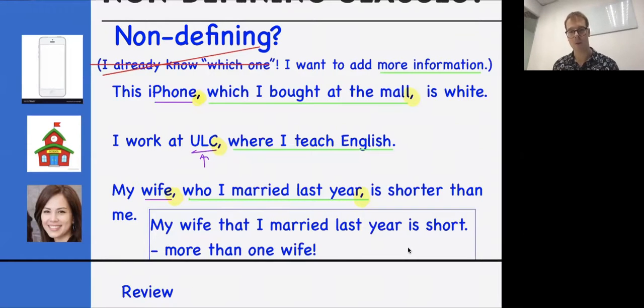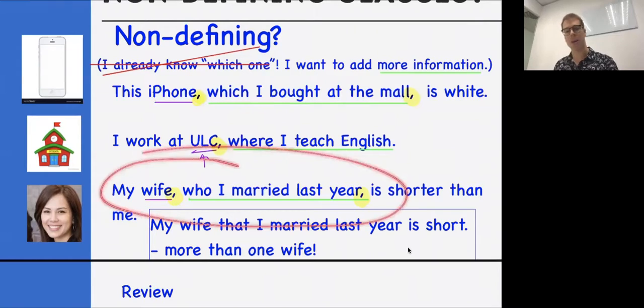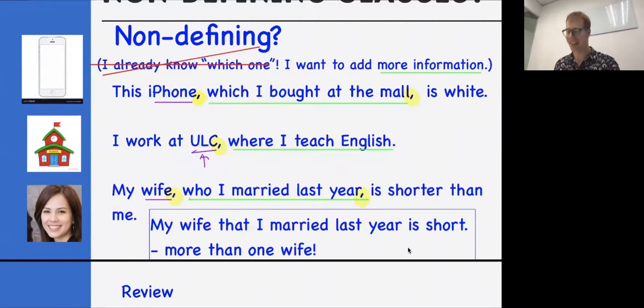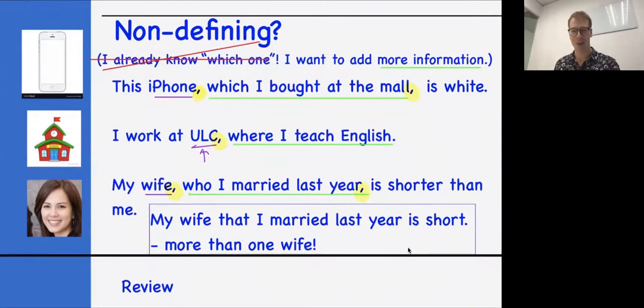So that's why for this grammar, right, we do have to be careful, right? If you use it the wrong way, it's giving a different meaning, right? I will think you have more than one wife. So that's why these grammar patterns are important to make our writing very clear, right? I don't want anyone to be angry with you.